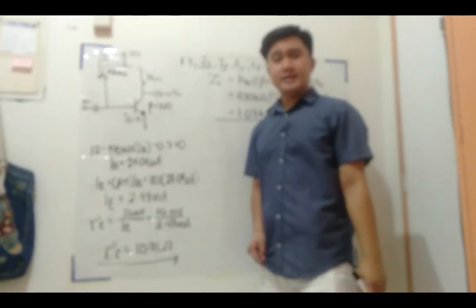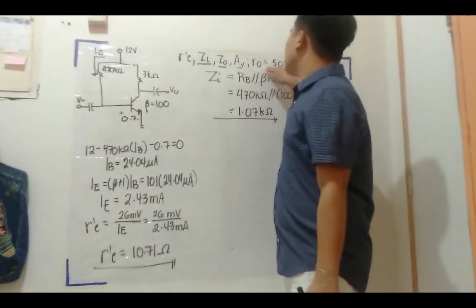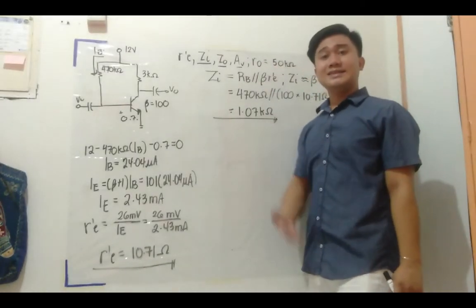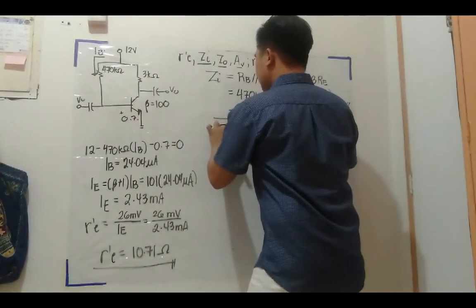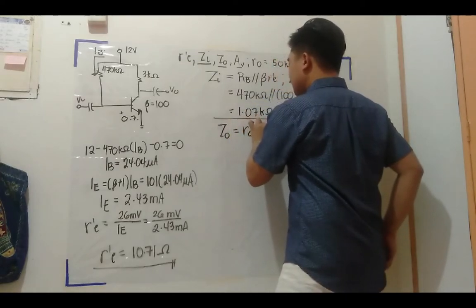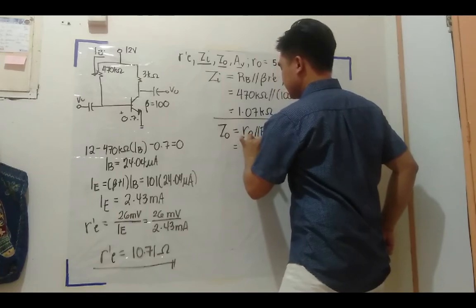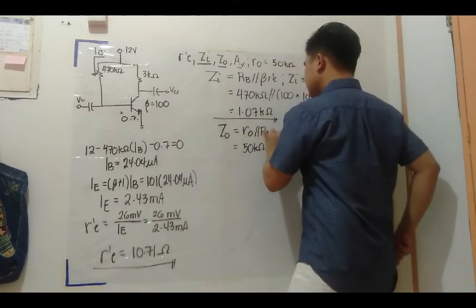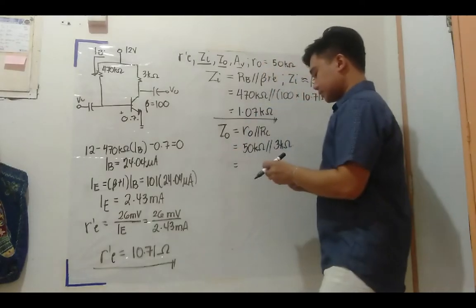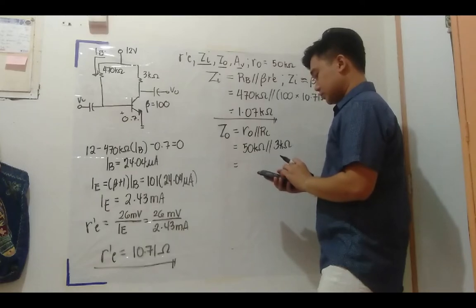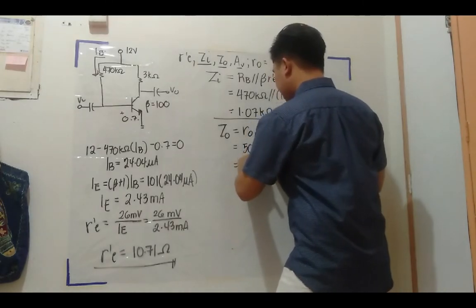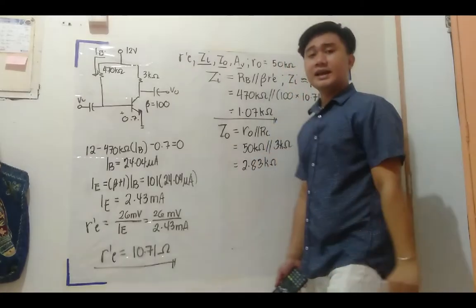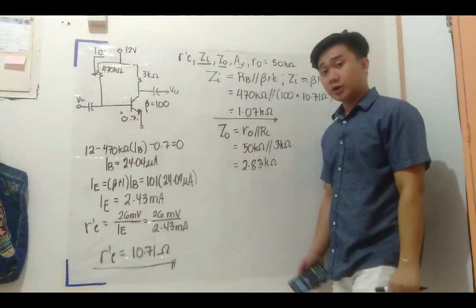So, follow-up question naman guys, paano naman daw yung AV at ZO kapag meron na tayong RO which is 50 kilo ohms? So, mag-exact analysis tayo at i-compare natin yung values natin with the previous computations. So, ZO, exact analysis is RO parallel kay RC. So, that is 50 kilo ohms parallel with RC which is 3 kilo ohms. So, this is 2.83 kilo ohms. Hindi nalalayo sa na-solve natin kanina, which is 3 kilo ohms, di ba?